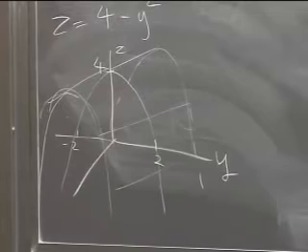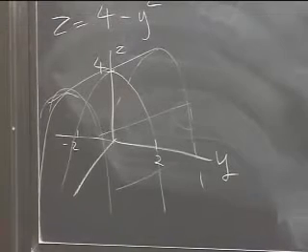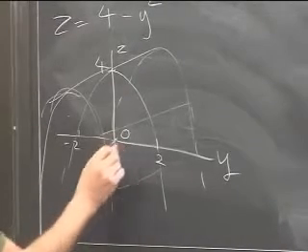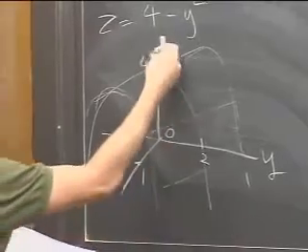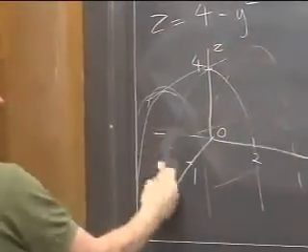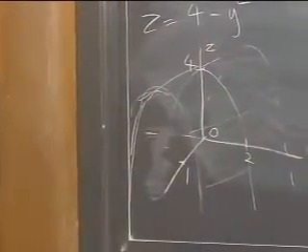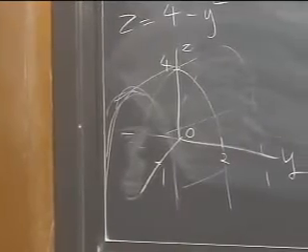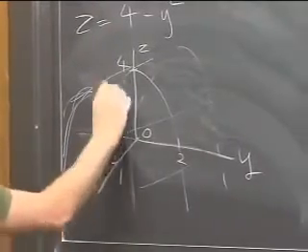We're told that x equals 0 and x equals 1. Here's x equals 0, here's x equals 1. So actually, we don't need this part of it. We just have an arch like this. And also, z equals 0 is the xy plane. So the surface is this whole arch.